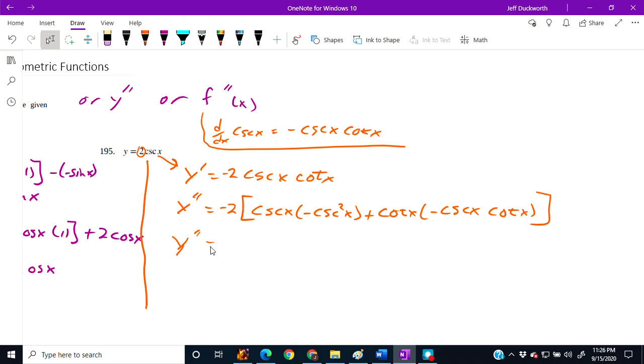So we can clean that up a little bit. So I've got a negative 2 and then a negative cosecant cubed. So it's going to be positive 2 cosecant of x cubed. And then the next one, we have the negative 2, and there's another negative sign there, so that'll go away. So 2, looks like, cosecant of x and cotangent squared. And that is our second derivative of that function.